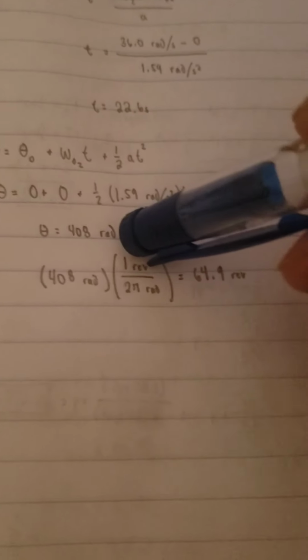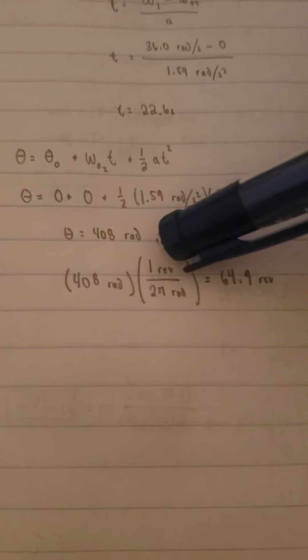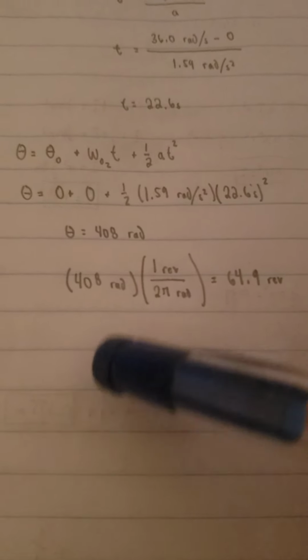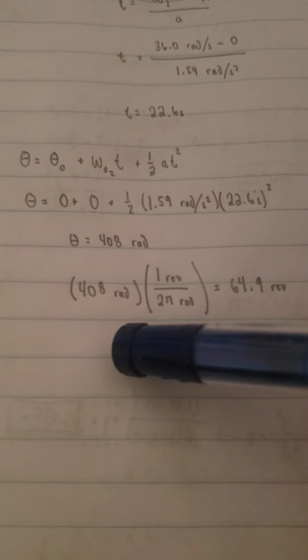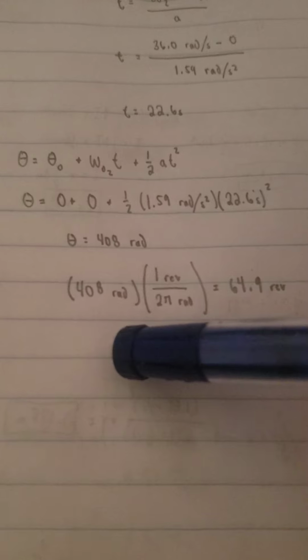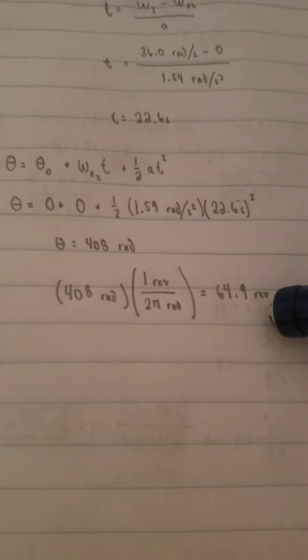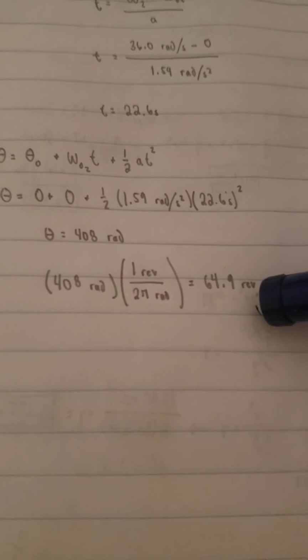It's asking for revolutions, which we move on to right here. So we get 408 radians and multiply that by 1 revolution over 2 pi radians, which gets us 64.9 revolutions. And that is the answer to part B, and that is all of 9.11.